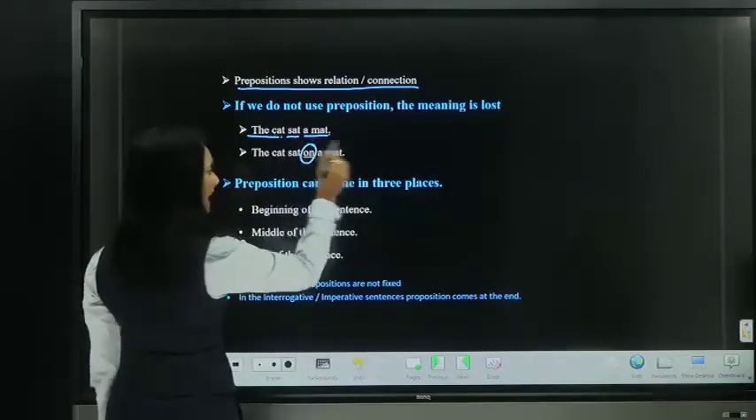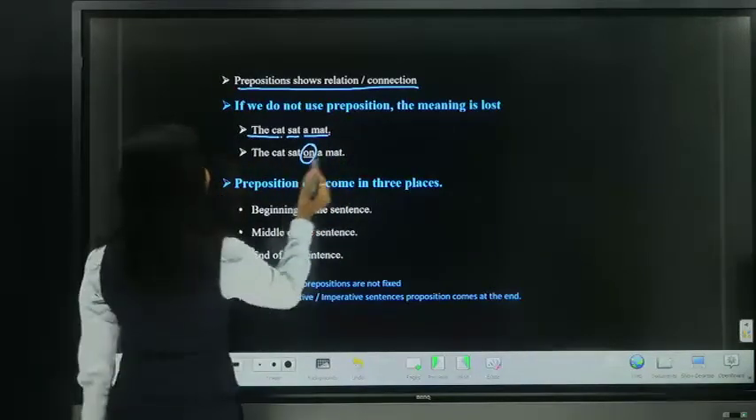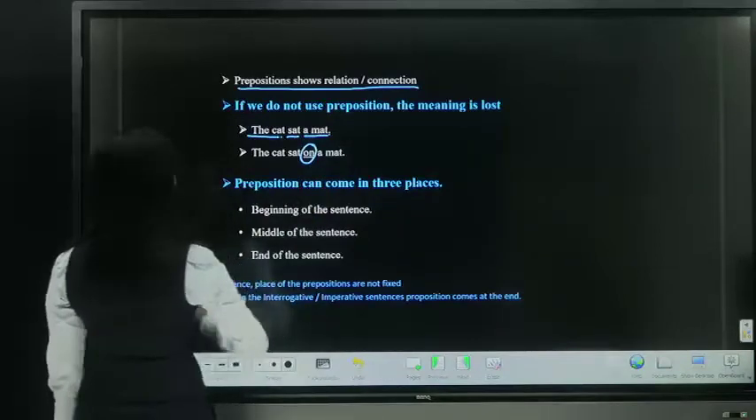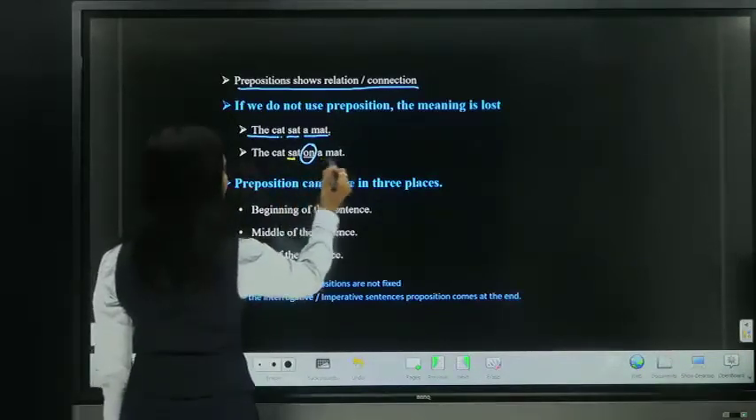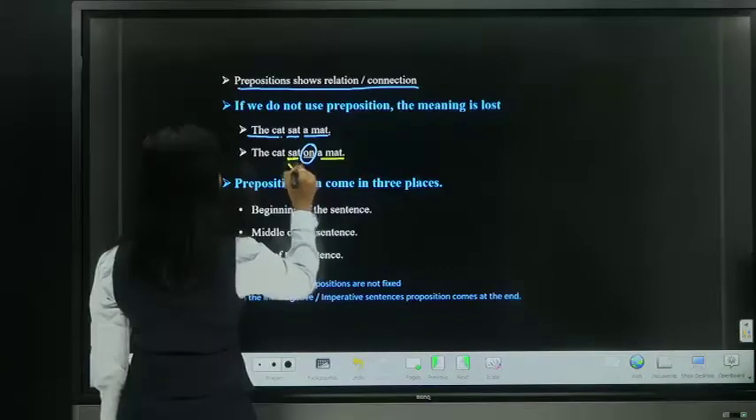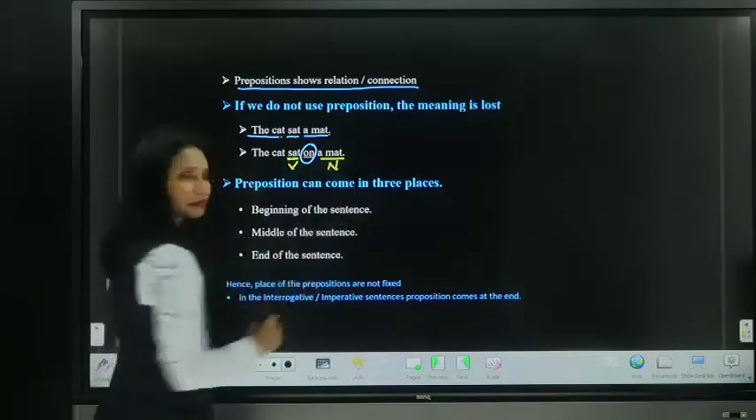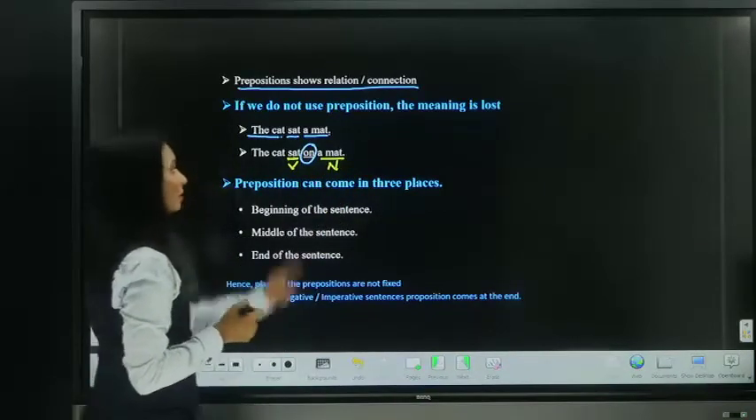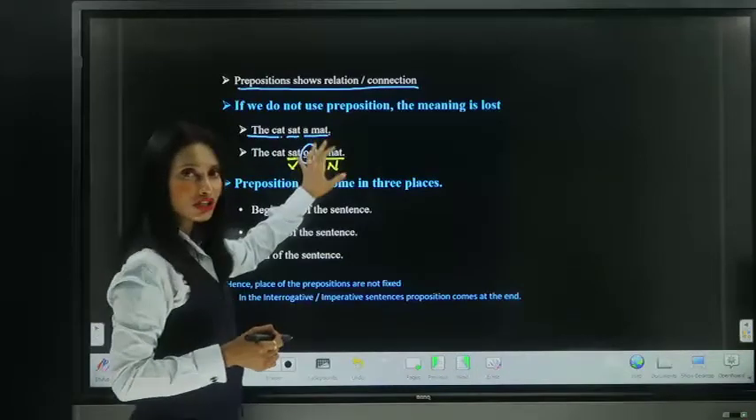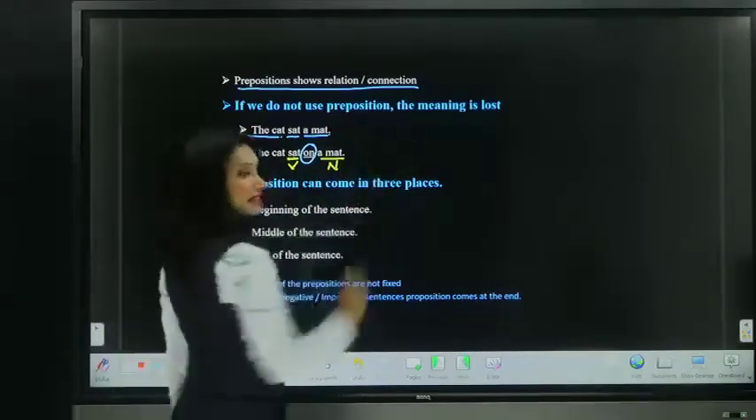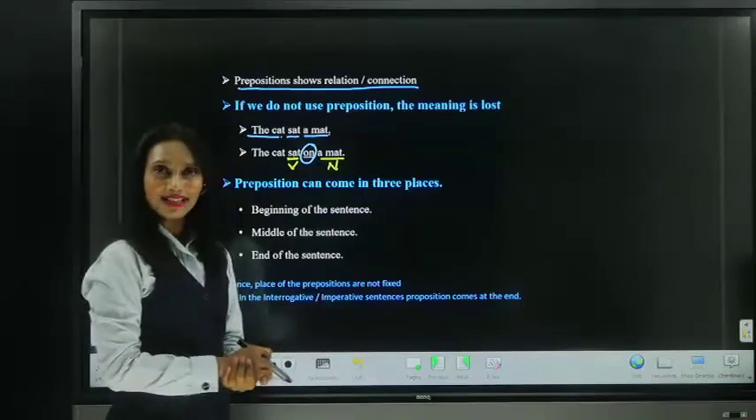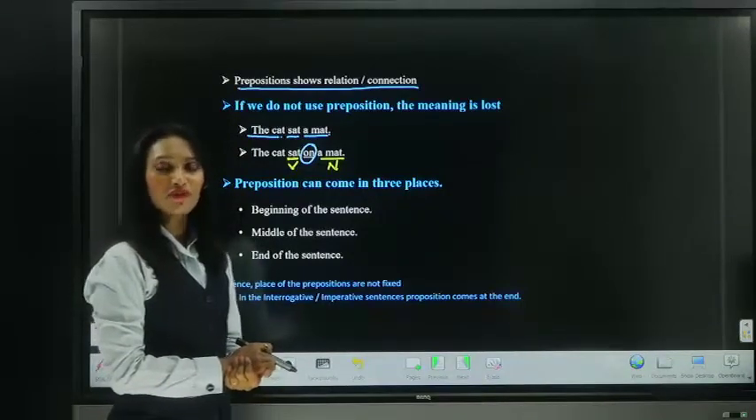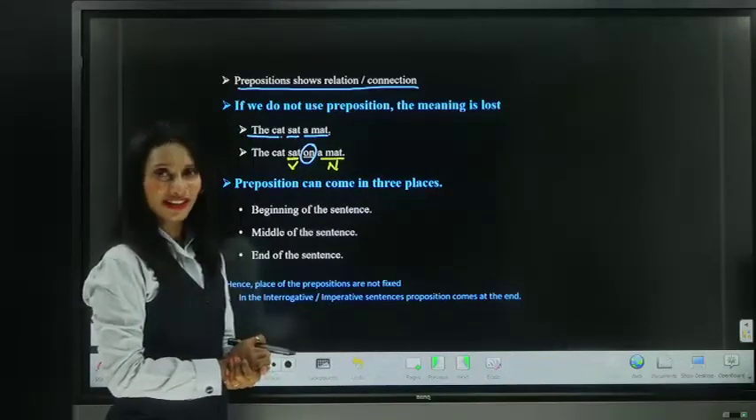The cat sat on a mat. Here, we are showing the relationship between sat and mat. That is a verb and a noun. See what happens when there is no preposition? The meaning of the sentence is lost. Hence, we are required to use a preposition whenever it is needed to show relation.